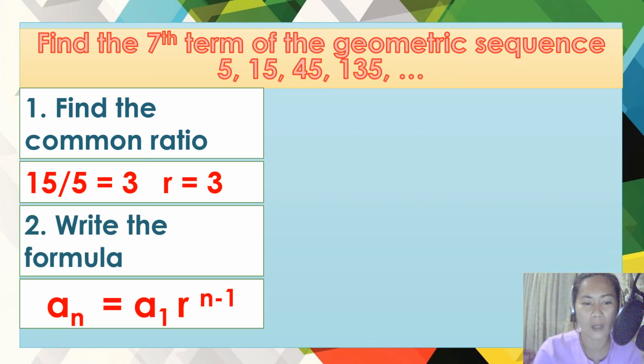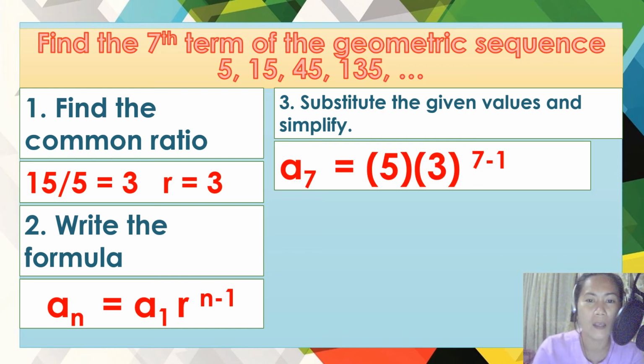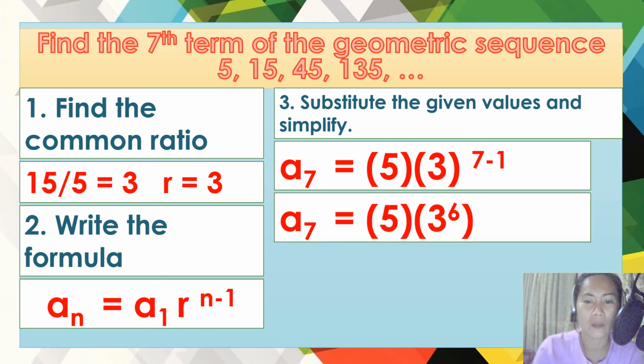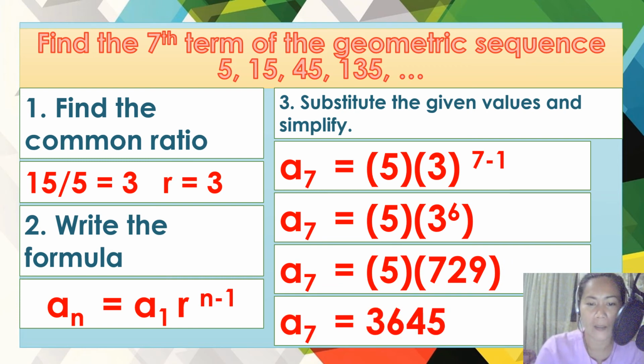Next, write the formula. A sub n equals a sub 1 r raised to the power of n minus 1. Then, substitute the given values and simplify. So we have a sub 7 equals 5 times 3 raised to the power of 7 minus 1. Then we get 5 times 3 raised to the power of 6. And then we have 5 times 729. Then the seventh term is 3,645.